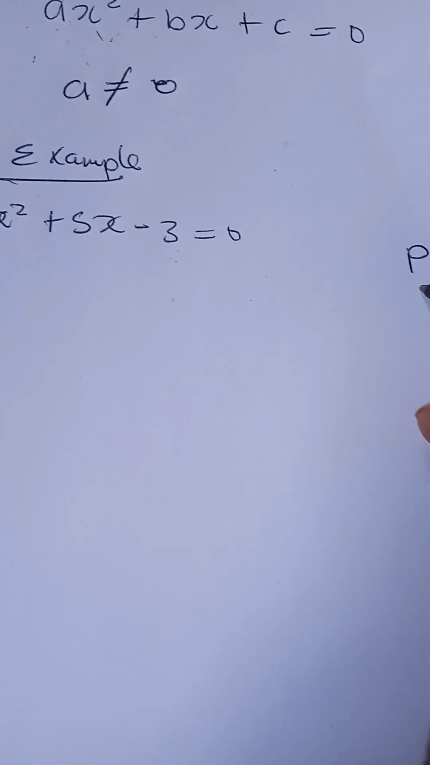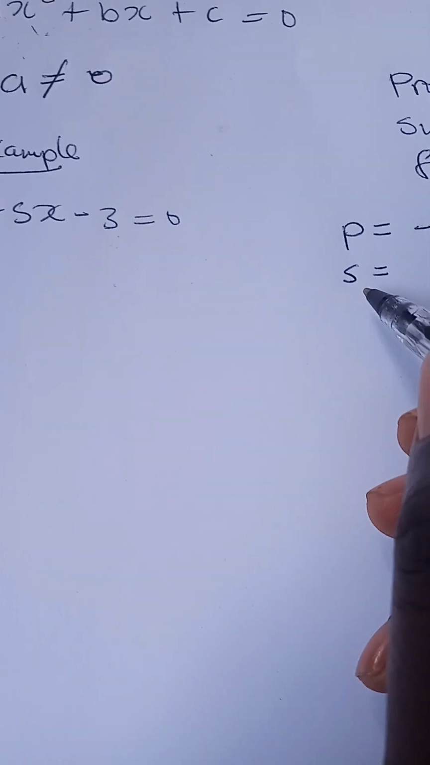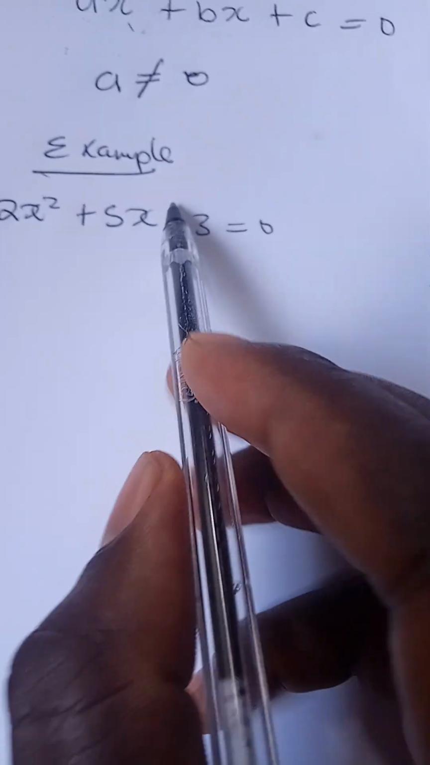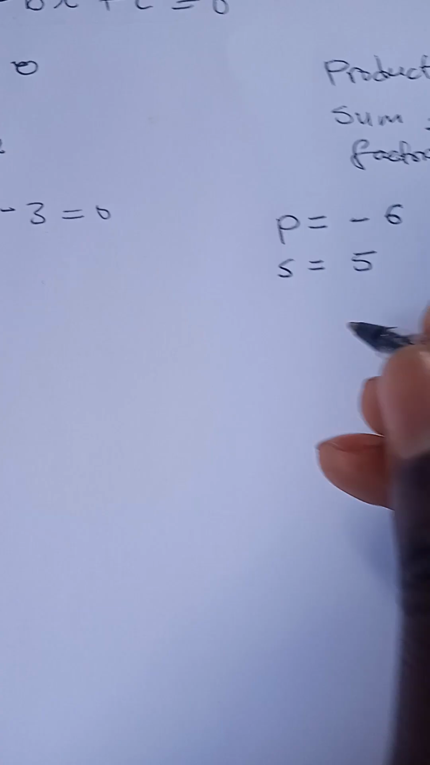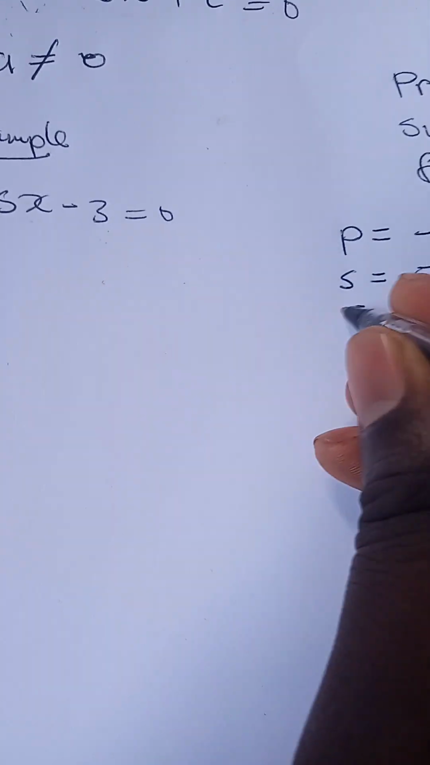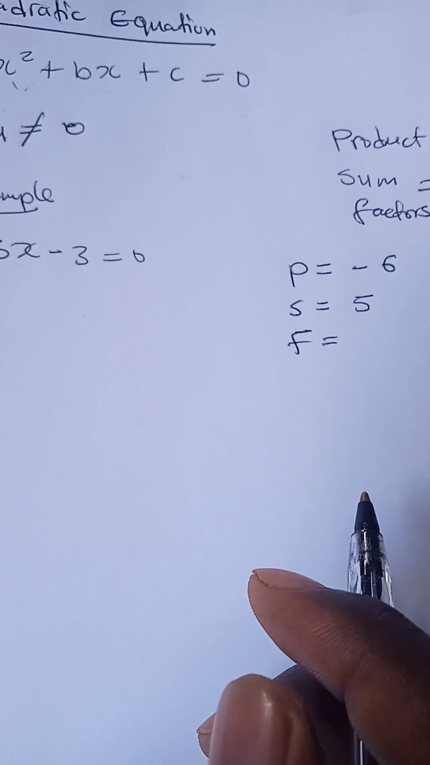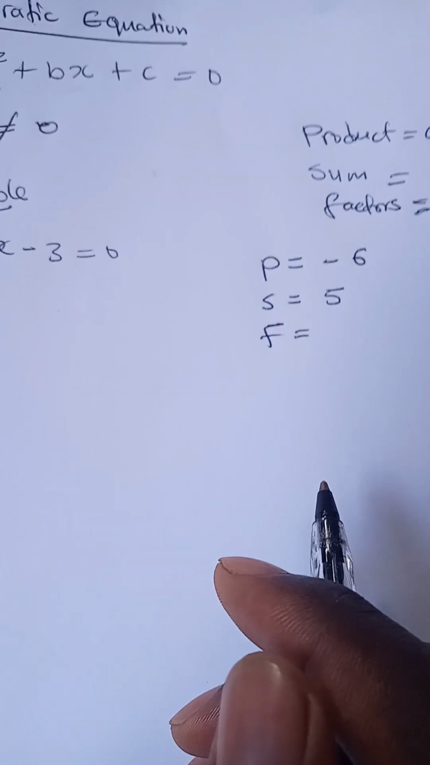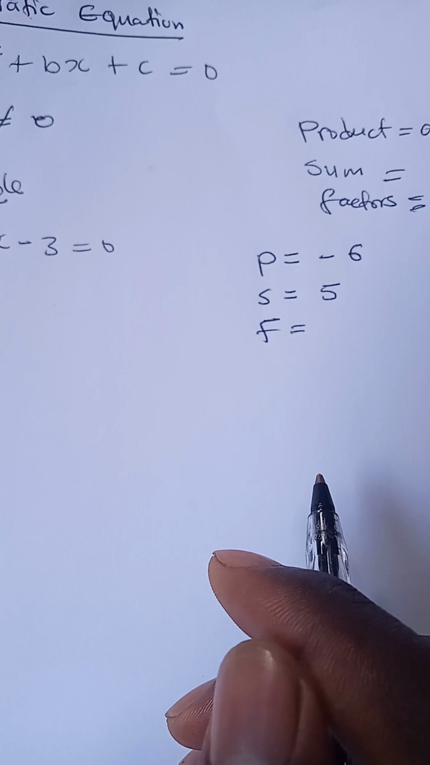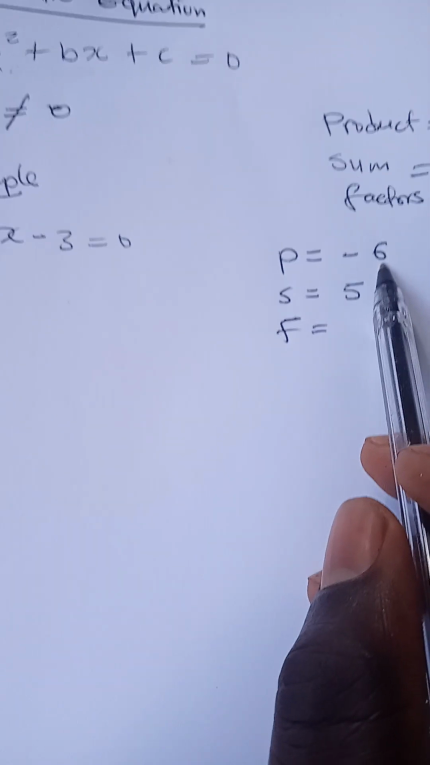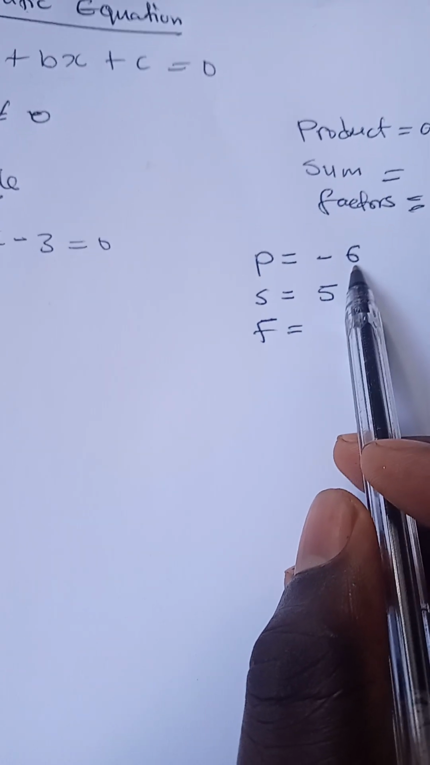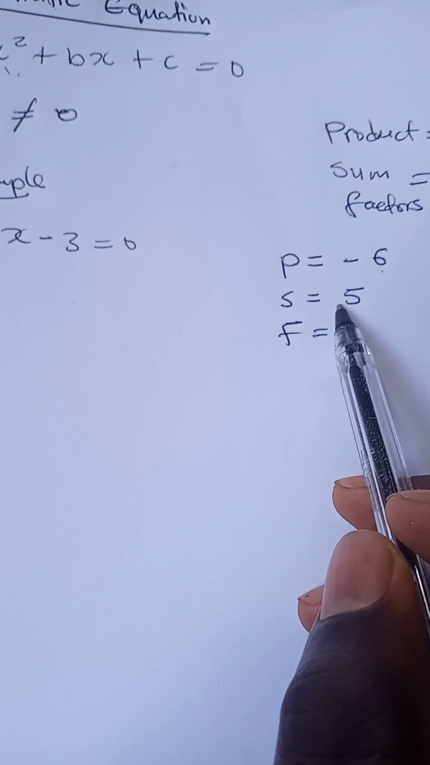Next step is to find the sum. This S denotes the sum. The sum, we just said, is the middle number. In this case, it is 5. Next is to find the factors. How do we find the factors? We said we have to look for two numbers which, when we multiply them, give us negative 6, and when we add them, give us a sum of 5. What are those two numbers?